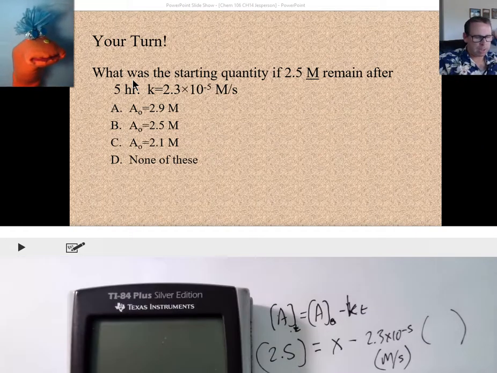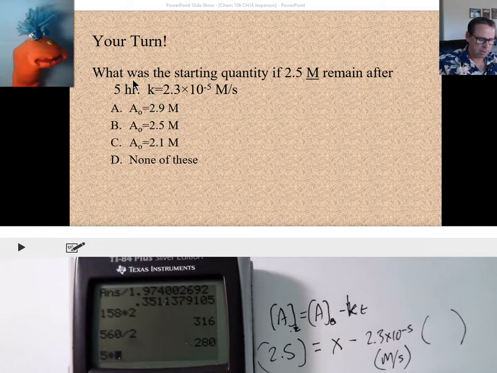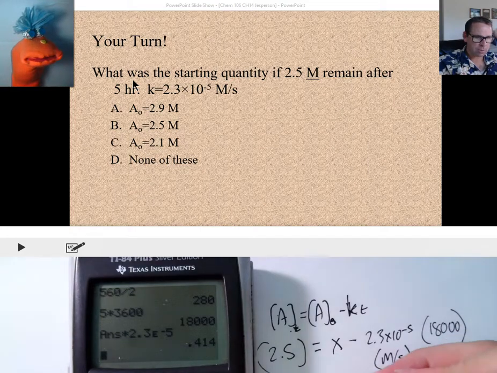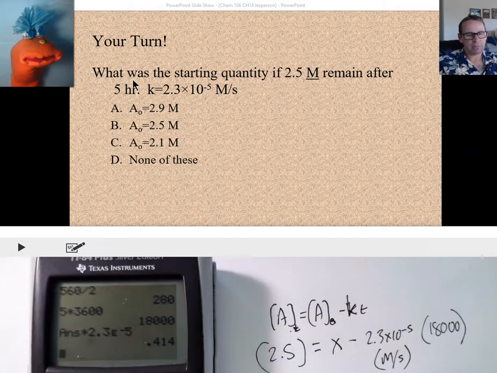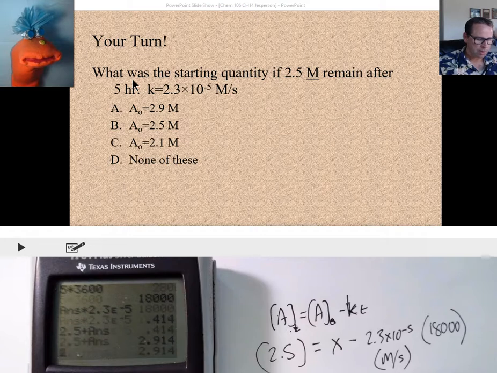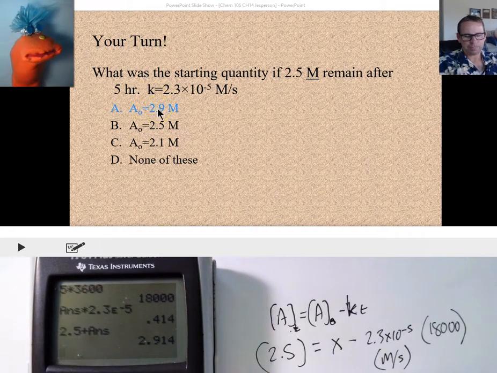That's right. So I'm going to take my 5 hours and multiply that by 3,600, and that gives me 18,000 seconds. Now I can multiply that by 2.3 times 10 to the minus 5, and that'll give me the value there, which is basically how many molar have disappeared over that amount of time. So if I take my 2.5 and add that 0.414, because this is subtracting there, I'm going to get 2.914 as my initial amount of material that I had. Okay, good job.